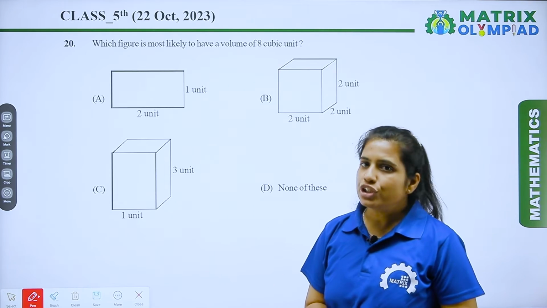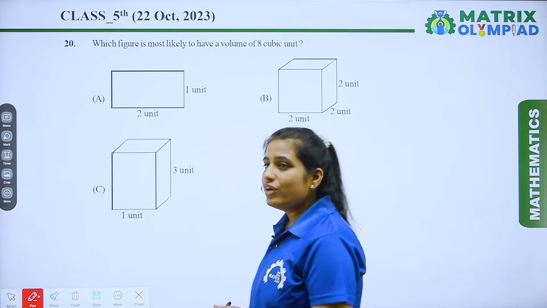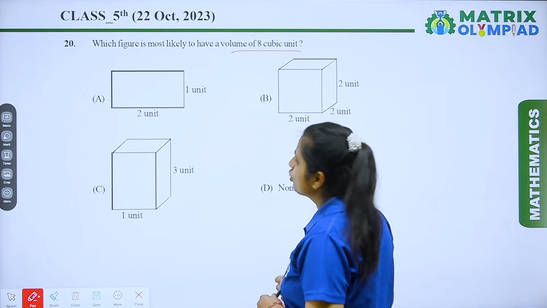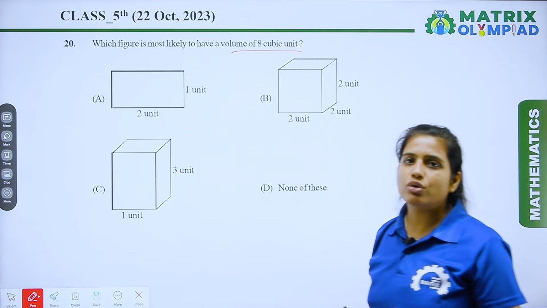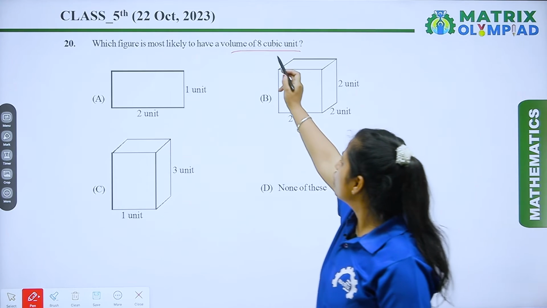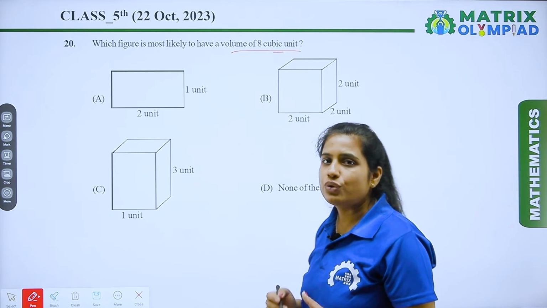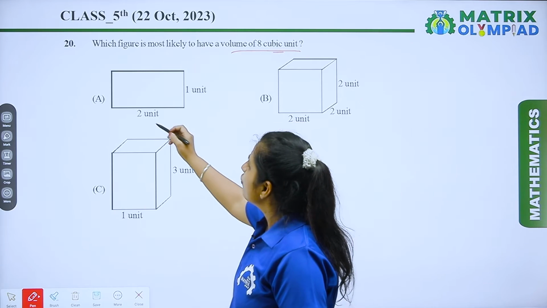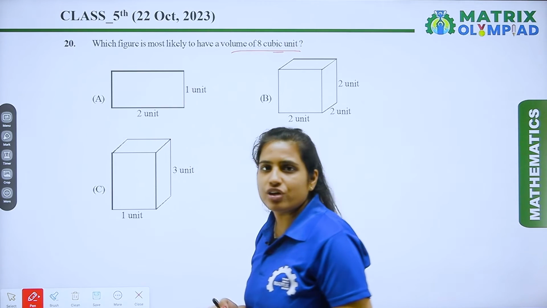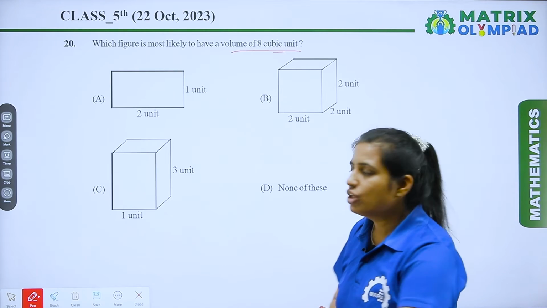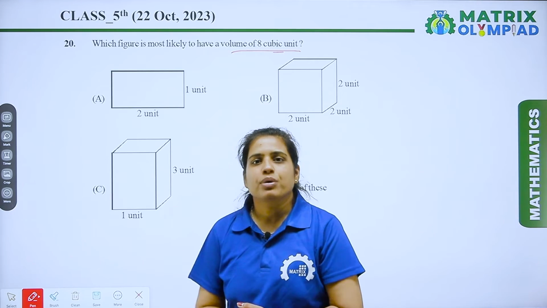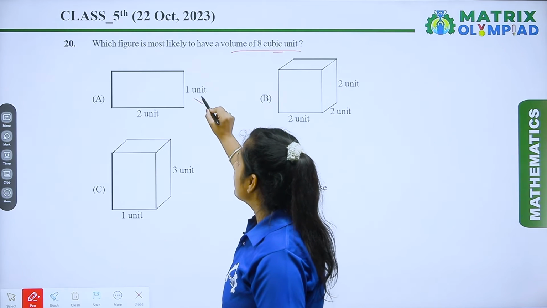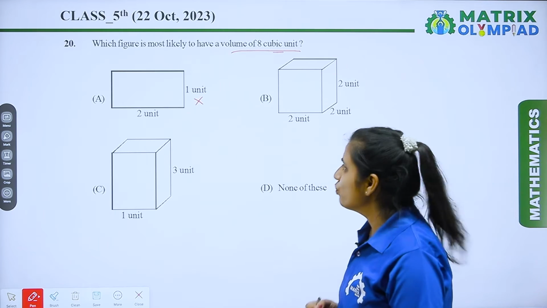Now the next question is question number 20. Which figure is most likely to have a volume of 8 cubic unit? We have to find the figure which has the volume in cubic unit. So let's search the figure options. Here the first option is a 2D shape. It is a rectangle. In a 2D shape we have area, not volume. So here option A is incorrect.